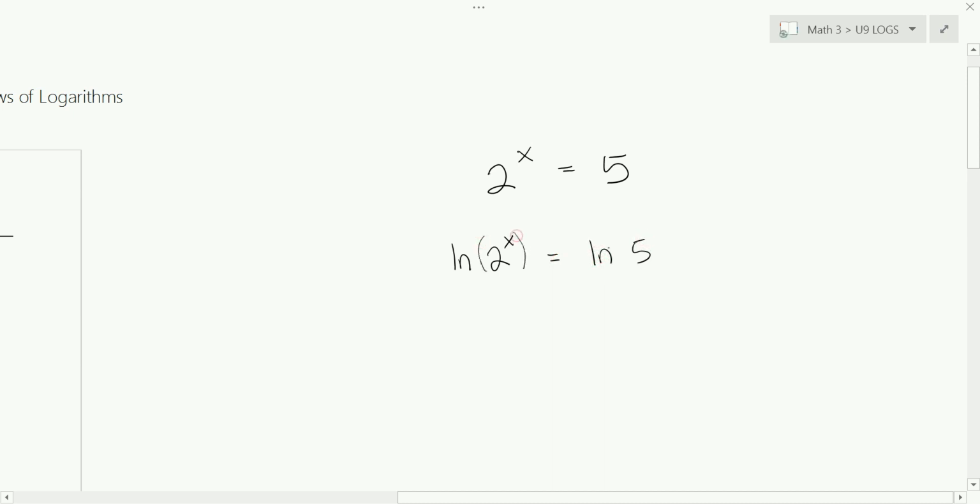We still need to get x by itself. But now by doing this, we know some rules of logarithms. We would like this x by itself, so we'd like to move it over here, and there's the power property that allows us to do that. So now we could write x times the natural log of 2 is equal to the natural log of 5. And then to solve for x, we divide both sides by the natural log of 2.